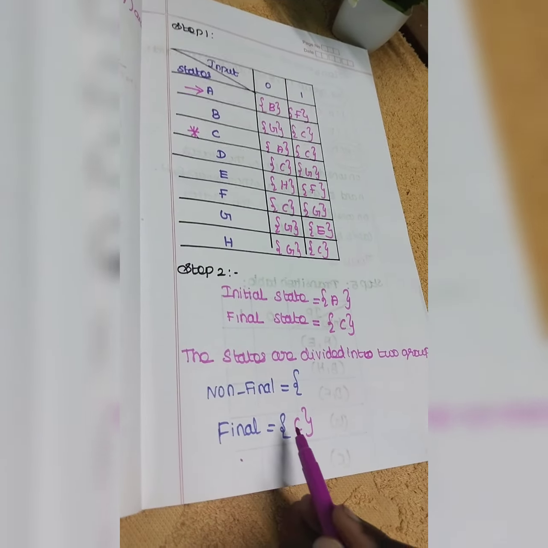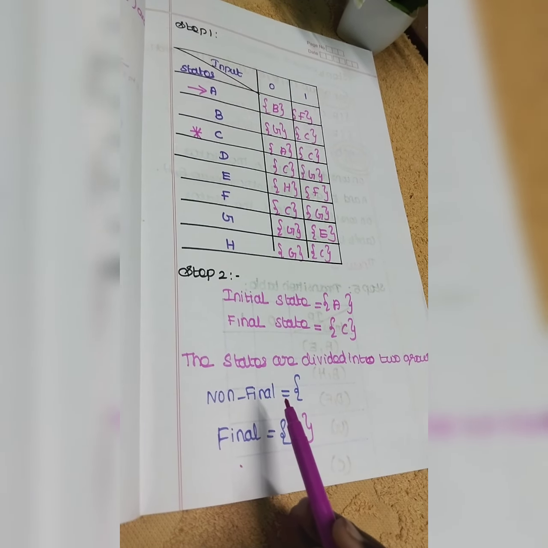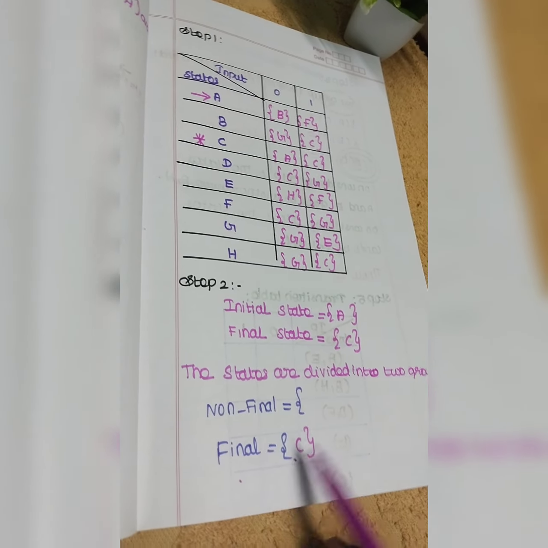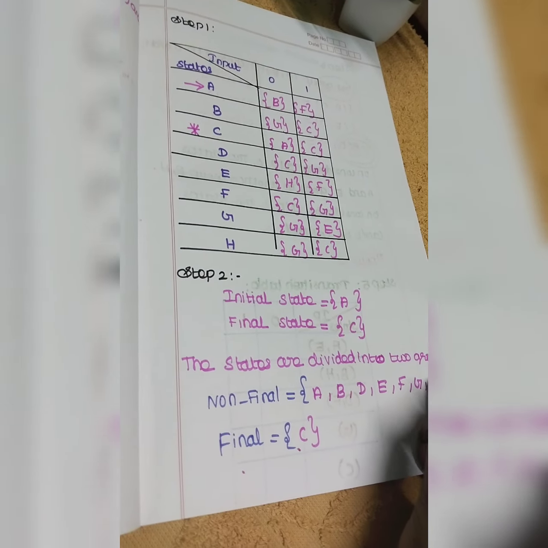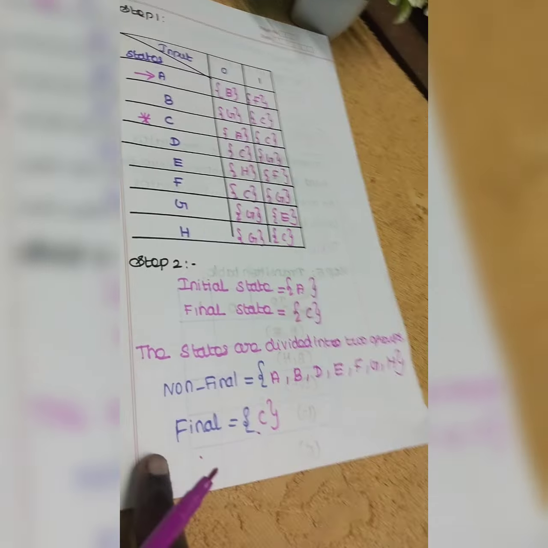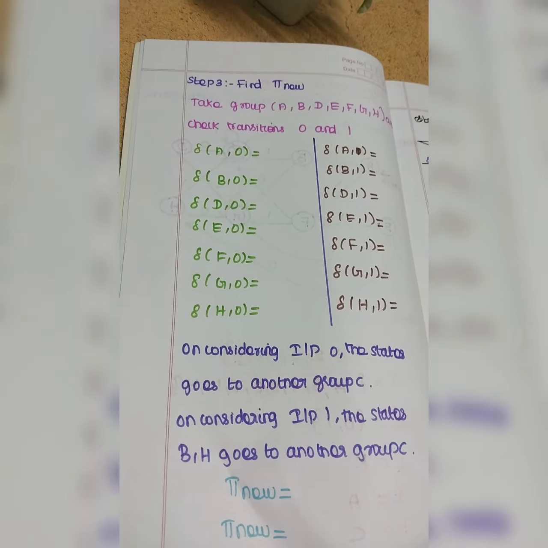Okay. So here, having only C is 1 category. The remaining is the non-final group. Non-final is, so remaining the C, you have to write all the remaining states. So what are the states you have? A, B, D, E, F, G and H. So these are the 2 categories. The first category is non-final and the second category is final. So this is step 2.